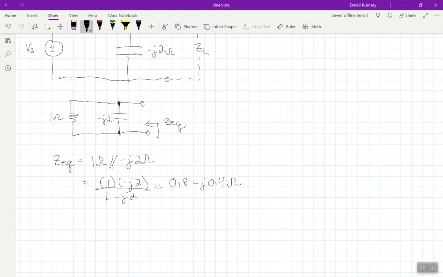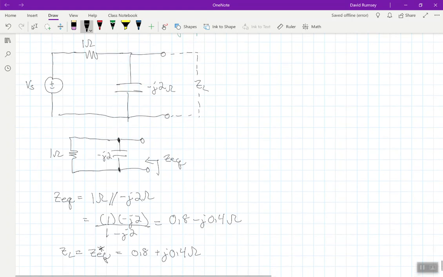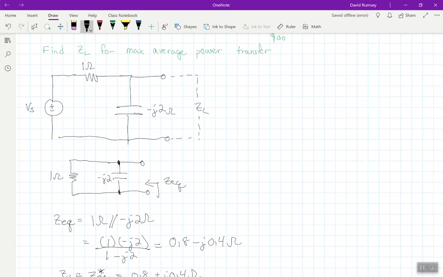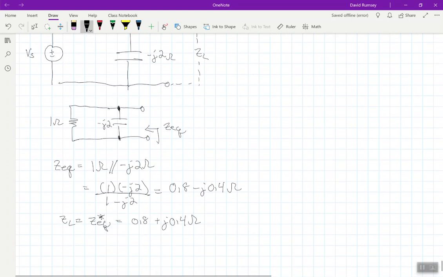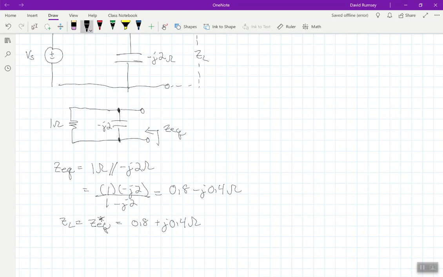So we definitely still have a capacitive input here, a capacitive source. 0.8 minus j0.4. But if that's my ZEQ, my ZL that I should be adding is the conjugate of this, which would be 0.8 plus j0.4 ohms. So yeah, I'm absolutely still putting an inductive load on, but it is not what you might think. It is not putting a 1 ohm and a j2 ohm in series. It's actually putting a 0.8 ohm and a j0.4 ohm inductor in series. So make sure you don't make a silly mistake on something like that.